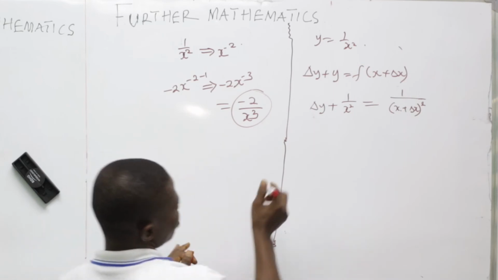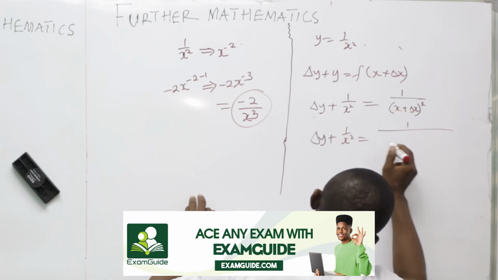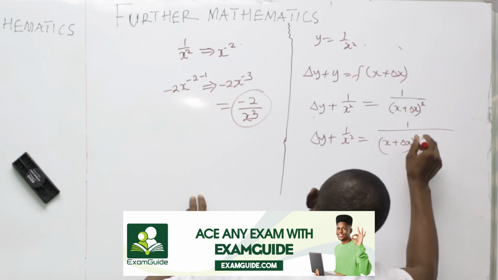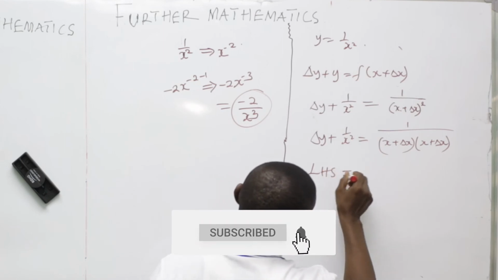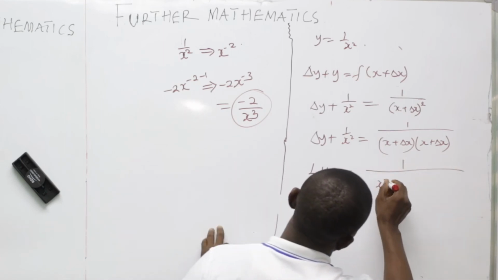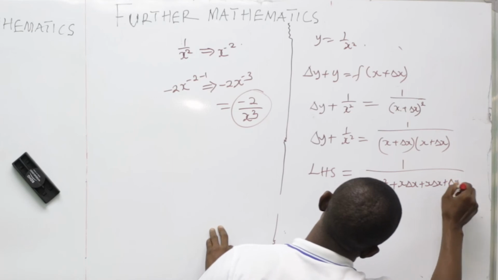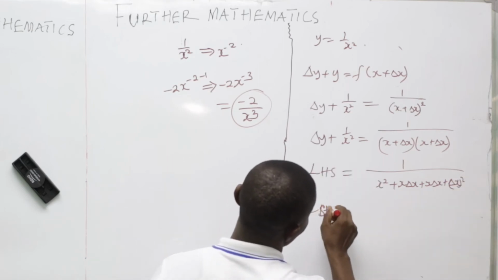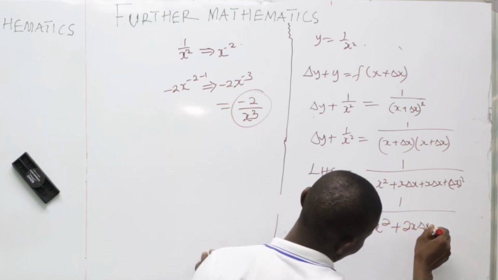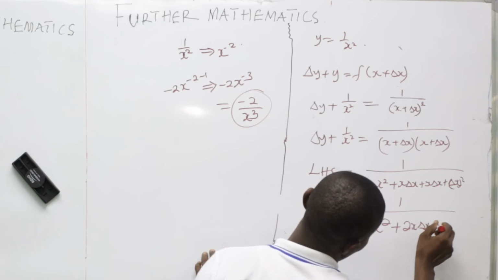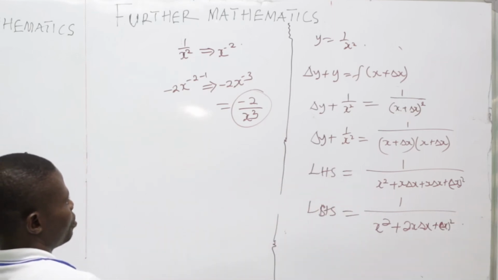Okay. Now we have to expand this, giving us 1 all over s plus change in s, into s plus change in s. So left hand side, I don't want to be wasting much time here. s² + s change in s + s change in s + change in s², left hand side equals 1/(s² + 2s change in s + change in s²). Okay, now something will happen.